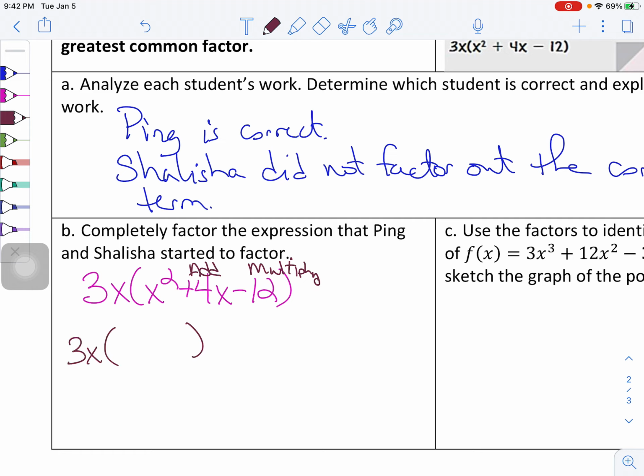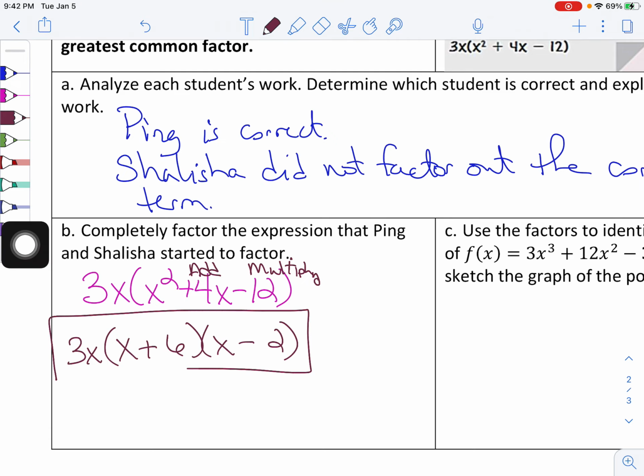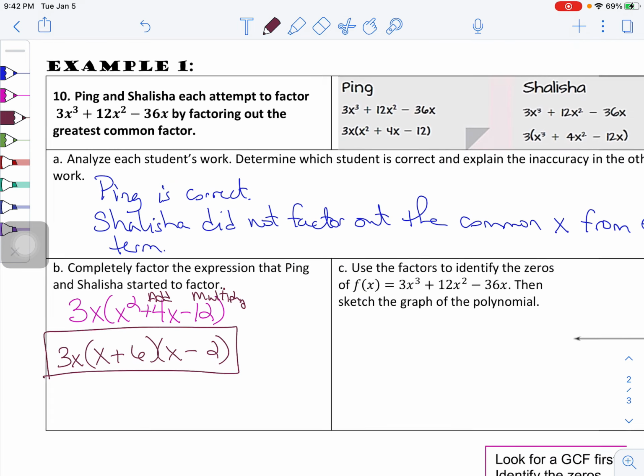So the 3x won't change. Let's see. If I go with 6 and 2, let's make a positive 6 and a negative 2. So let's see. 6 times negative 2 is negative 12. 6 minus 2 is 4. So this is the completely factored form.